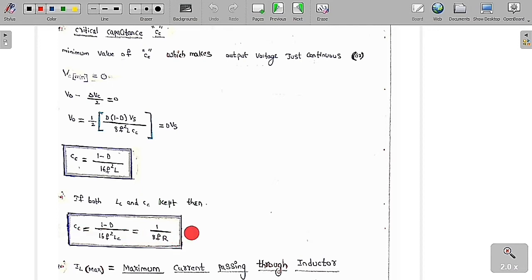So with the help of critical inductance, we can say that the minimum value of the inductor current will be equal to 0, and for a given value of the critical capacitance, the minimum value of the capacitor voltage will always be equal to 0.